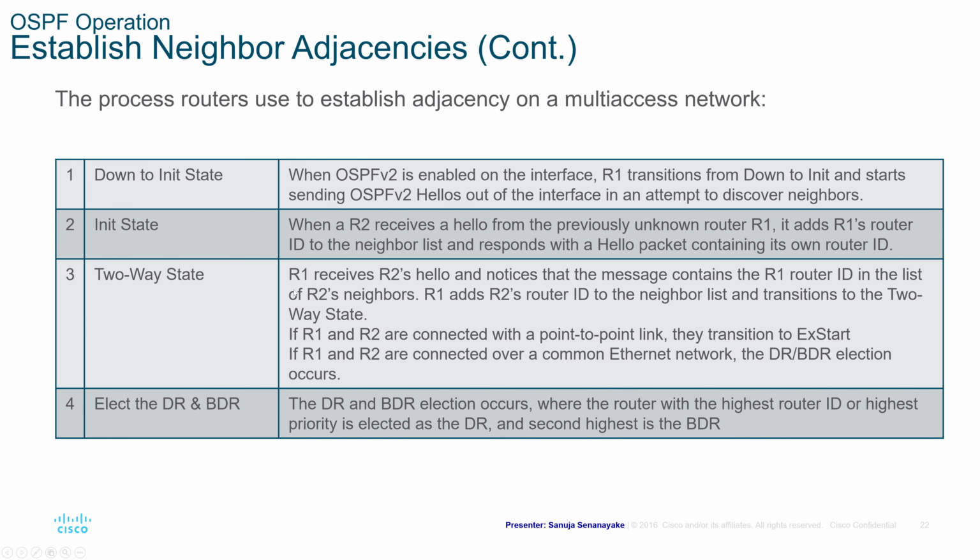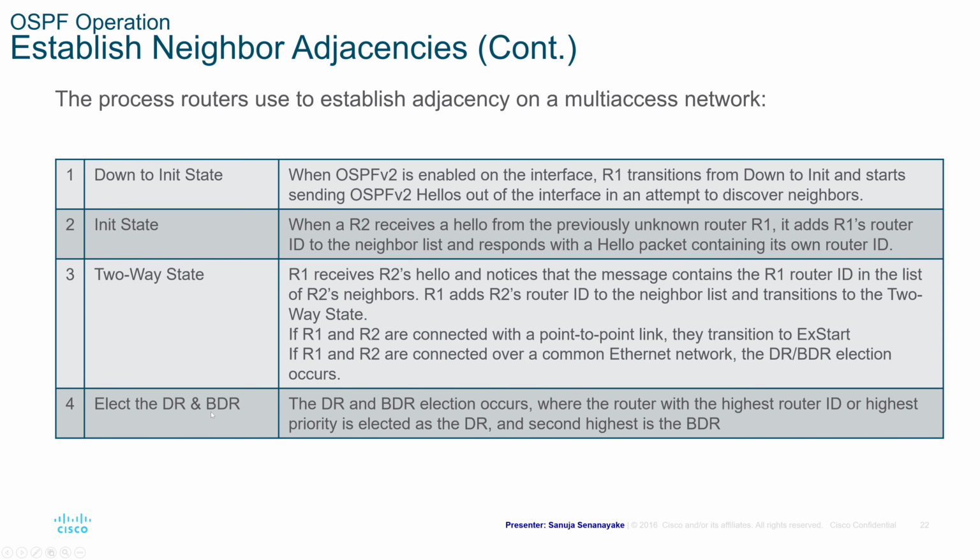The two-way state: R1 receives R2's hello and notices that the message contains R1's router ID in the list of R2's neighbors. R1 adds R2's router ID to the neighbor list and transitions to the two-way state. If R1 and R2 are connected with a point-to-point link, they transition to ExStart state. If R1 and R2 are connected over a common Ethernet network, the DR and BDR election process will occur.